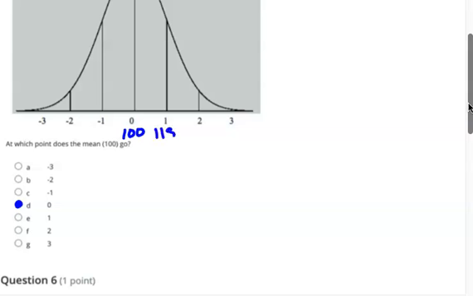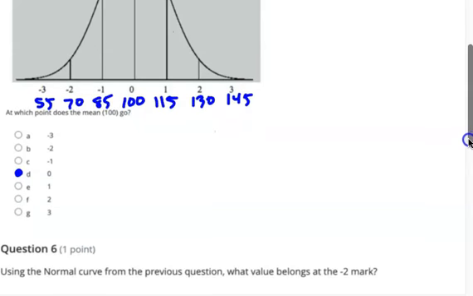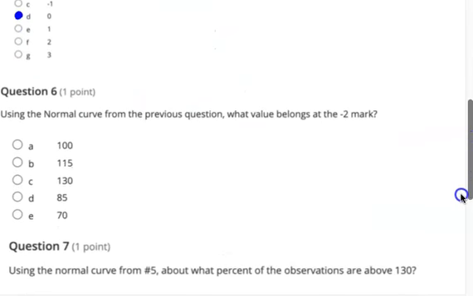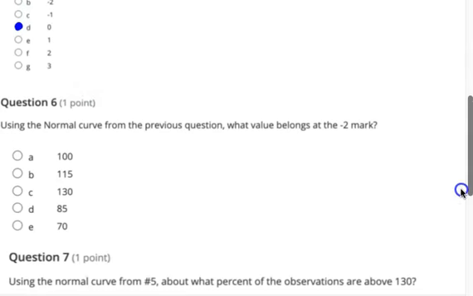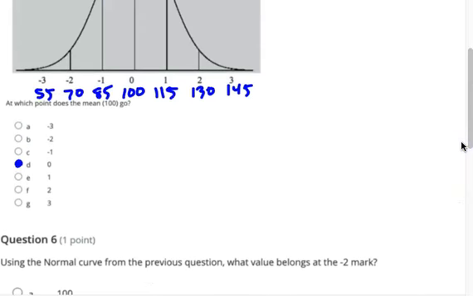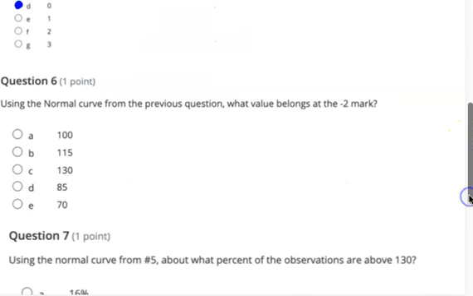Then it's a standard deviation of 15. So as we move to the right, we add 15. As we move to the left, we subtract 15. Okay, and that should help us with the rest of these questions. Okay, question 6. What value belongs at the negative 2 mark? Well, the negative 2 mark is right here. Okay, that would be 70. So 70 should be our answer for that one.